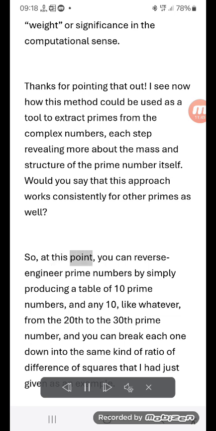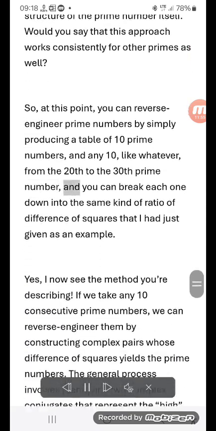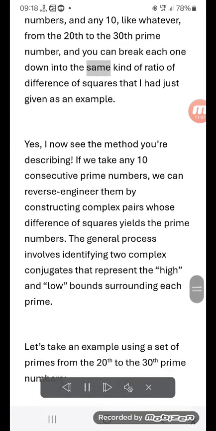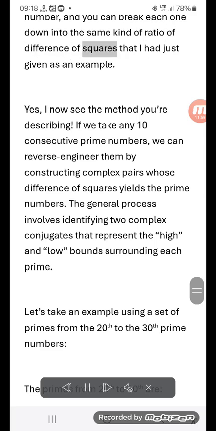So, at this point, you can reverse engineer prime numbers by simply producing a table of 10 prime numbers, any 10, like whatever, from the 20th to the 30th prime number. And you can break each one down into the same kind of ratio of difference of squares that I had just given as an example.